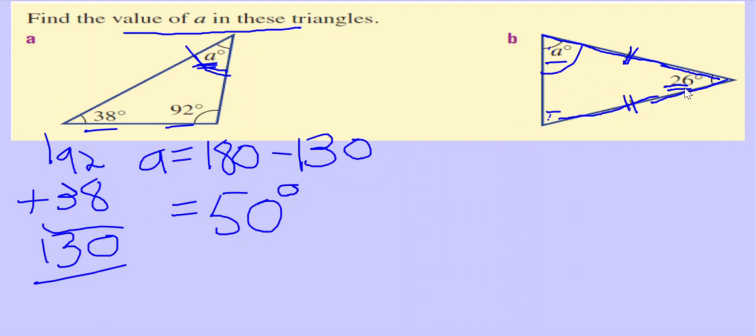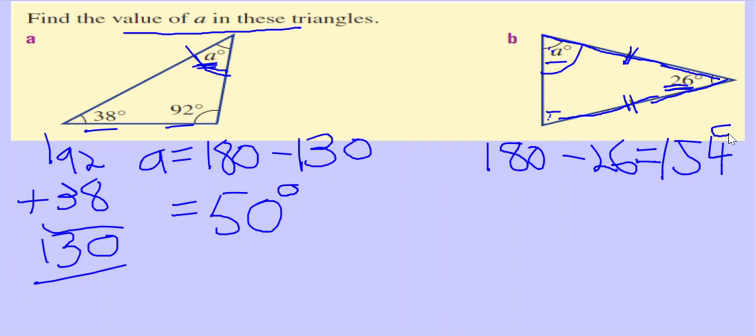So the first thing I'm going to say is, if these are the same, they're going to be split. I know this is 26 degrees. So I'm going to do 180 minus my 26 degrees, and 180 take 26 is 154. So that's 154 degrees. Now, these two angles at the base are exactly the same angle.